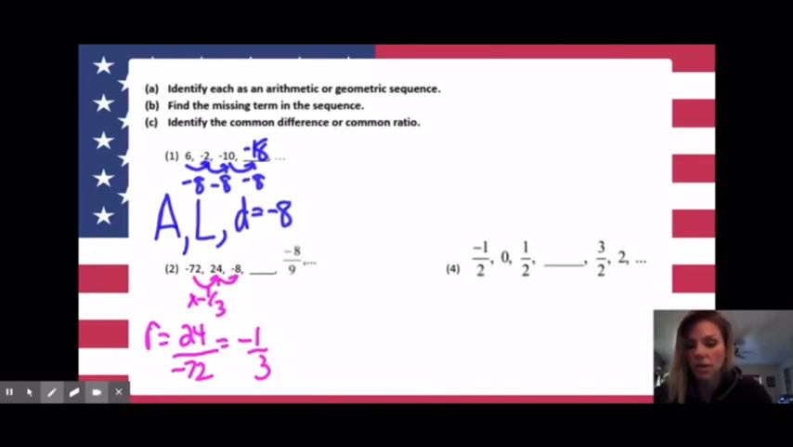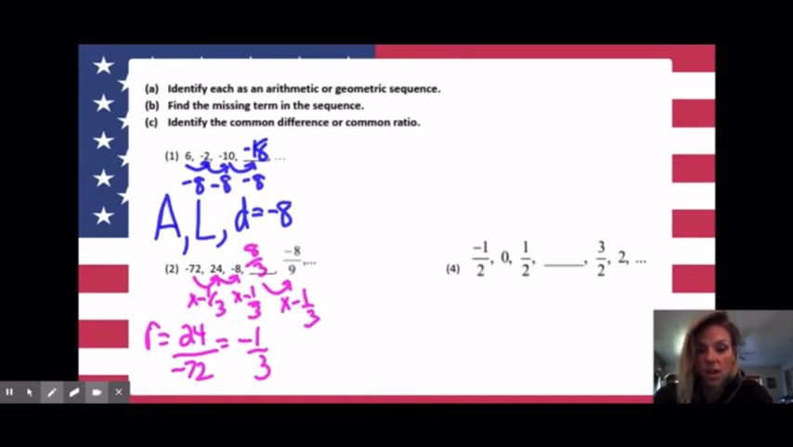Positive 24 times negative 1/3 is negative 8. So that's good. Negative 8 times negative 1/3, do it in your calculator, hit math, enter, and you're going to get positive 8/3. Positive 8/3 times negative 1/3 is negative 8/9. So we know it worked. Our missing number is positive 8/3.